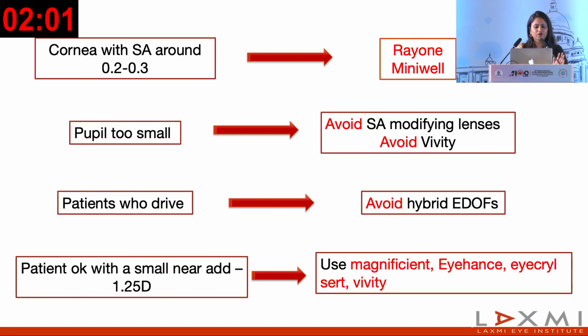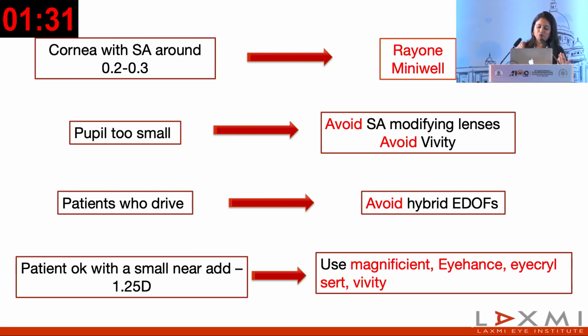So to summarize with these few pointers, if you have a cornea with pre-existing spherical aberration of around 0.2 or 0.3, a lens like a RayOne or a Mini Well will work well. If the pupils are too small, I would suggest avoiding any of these spherical aberration modifying lenses. You could even avoid Vivity, considering it has that smaller segment right in the center. And for patients who drive, you might want to avoid the hybrid EDOFs because it's going to give them photic phenomena at night.